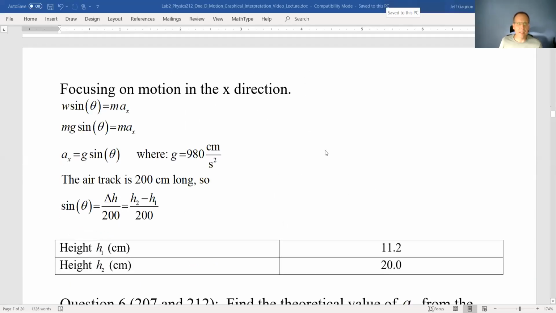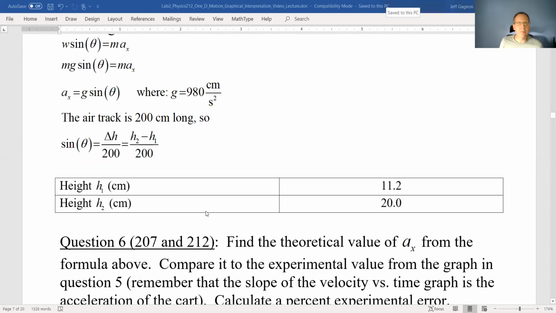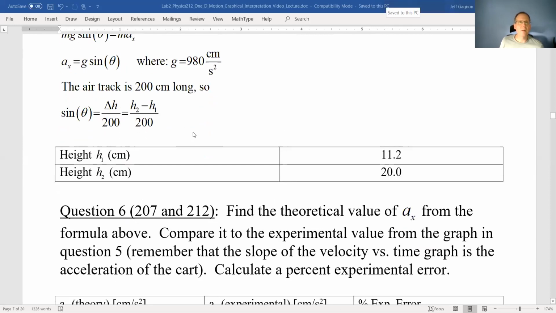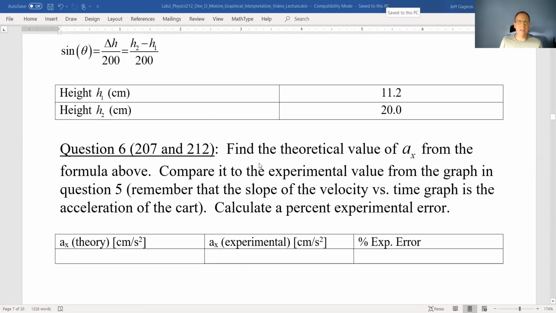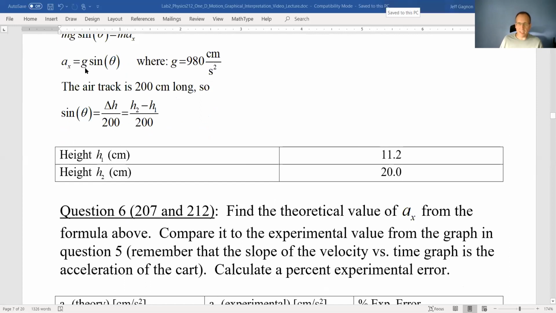Okay, so actually I just did most of that work here. And we found that ultimately, to figure out the theoretical acceleration, it's going to be g, which is 980, times sine theta, but sine theta you can write as h2 minus h1 over 200. So I measured the heights for you. h1 is 11.2 centimeters, h2 is 20 centimeters, so you have those.